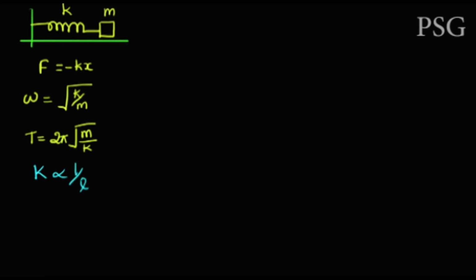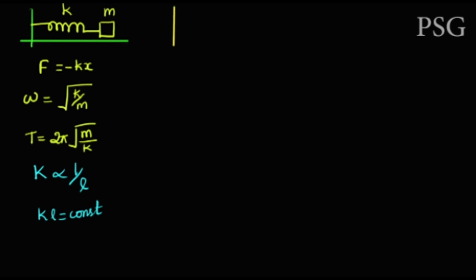Say L is the length, then K is proportional to 1 over L, or you can write this as K into L is a constant, the product of spring constant and its length. So the shorter the spring, the more its spring constant, and for large values of L, its spring constant will be small. Now let us consider a spring mass system.